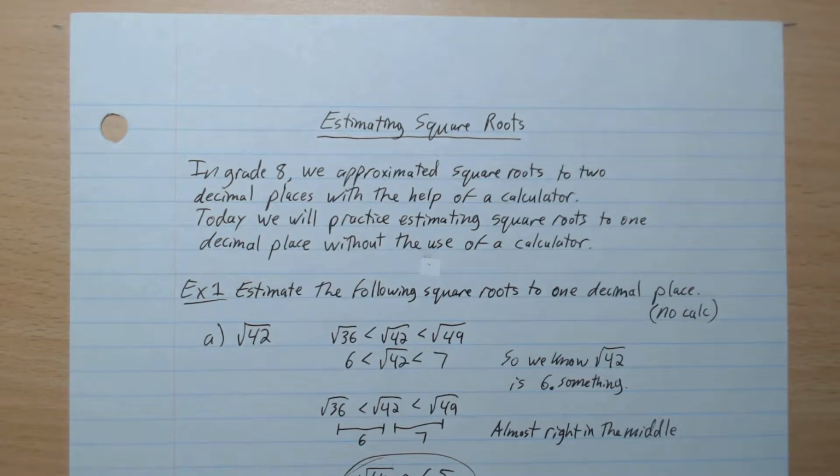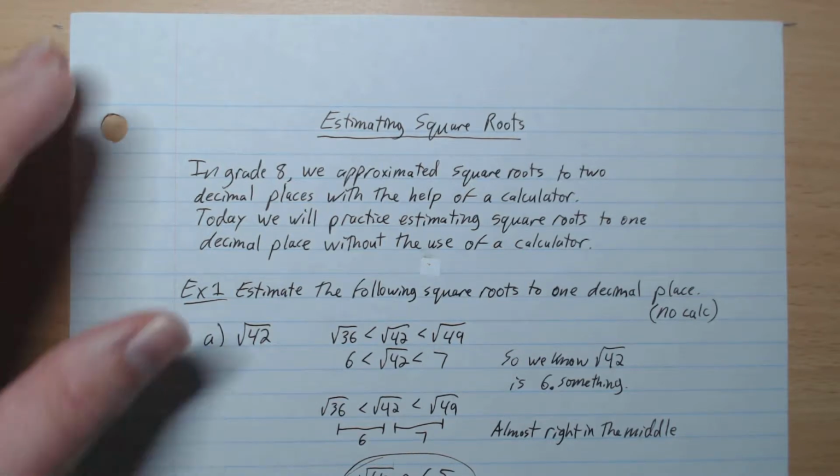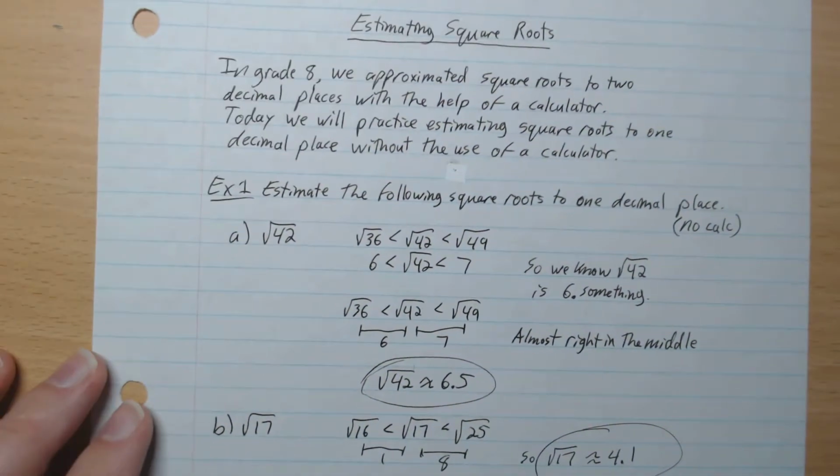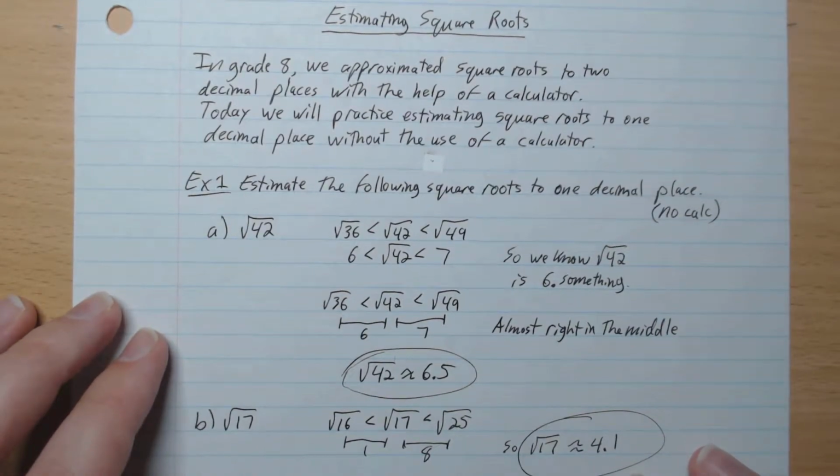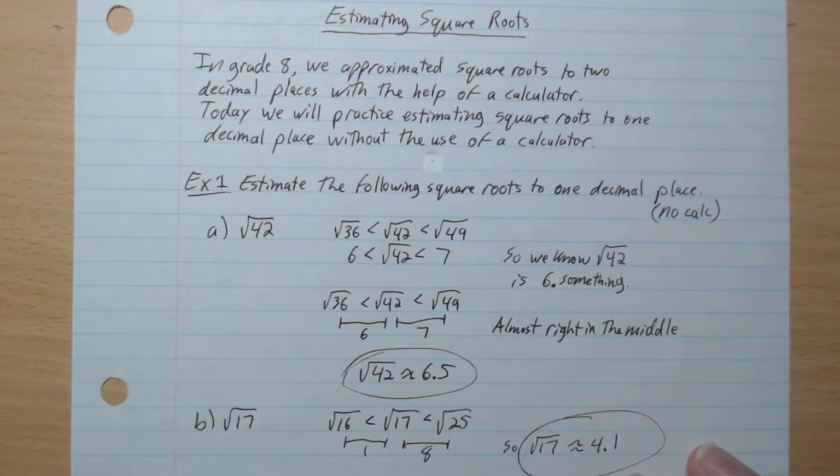So in grade 8, we approximated square roots to 2 decimal places with the help of a calculator. Today we will practice estimating square roots to 1 decimal place without the use of a calculator. So let's dive right in. Example 1. Estimate the following square roots to 1 decimal place, no calculator.